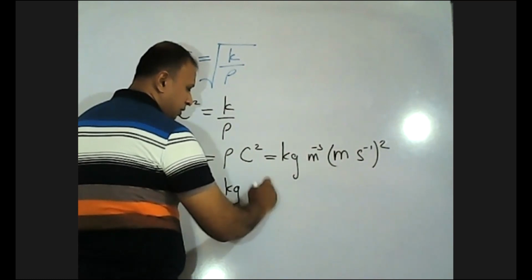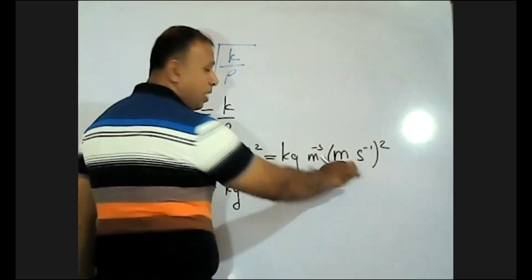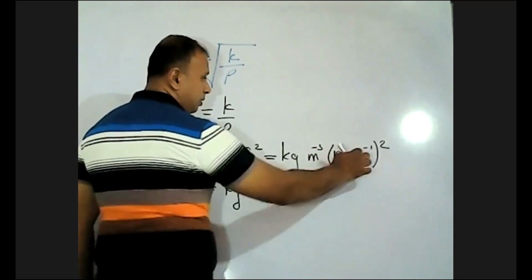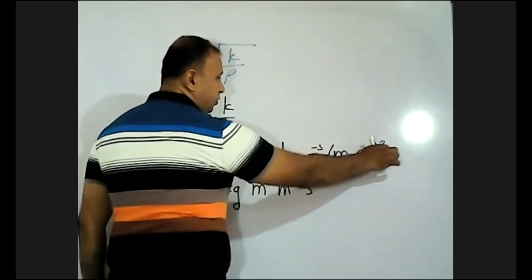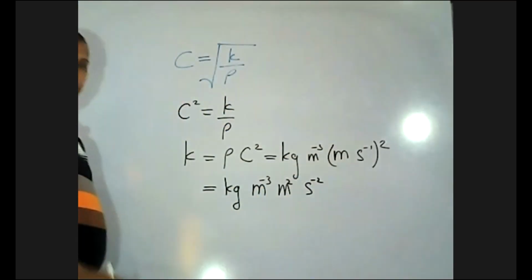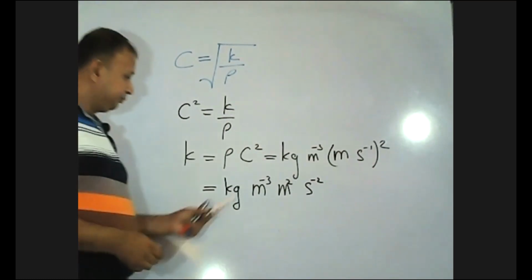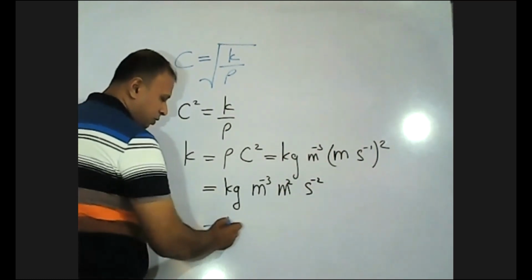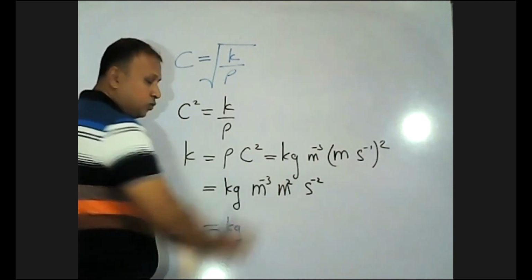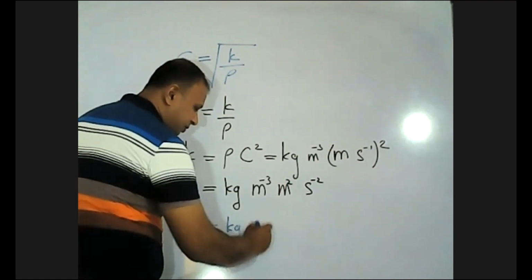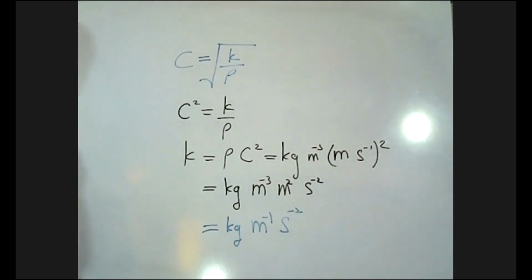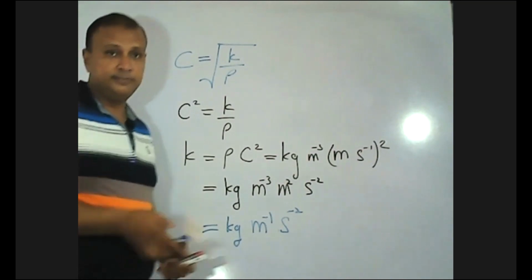Kilogram m minus 3. If I take the square, it will be m squared s minus 1 into 2, minus 2. Then this is equal to kilogram, m to the power of minus 3 plus 2. Minus 3 plus 2 means minus 1, and s minus 2. The answer is the fourth option.